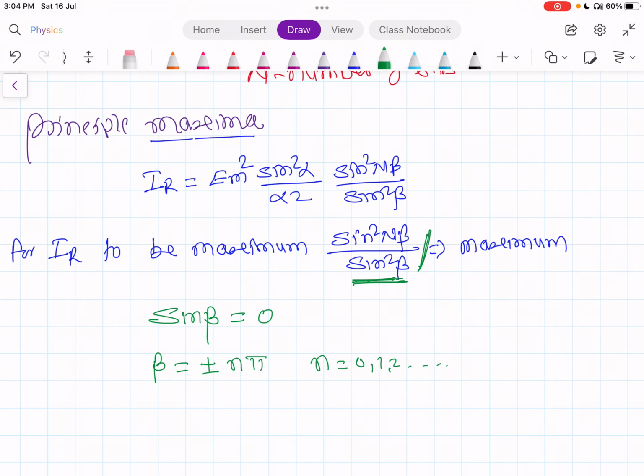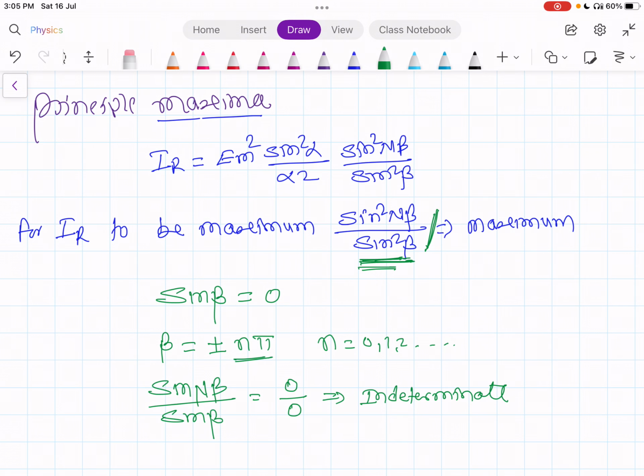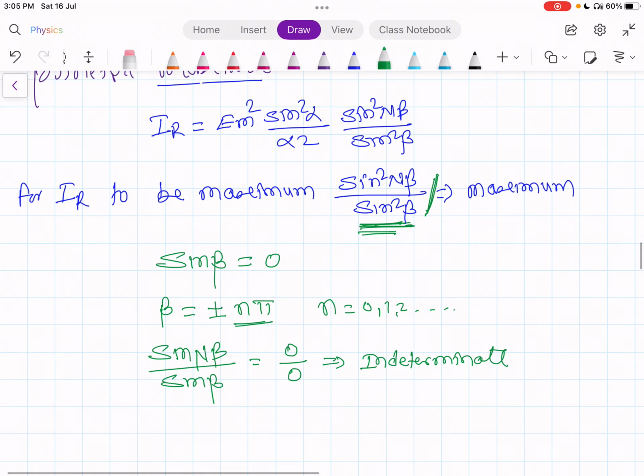If beta is plus minus n pi, then let us not consider the square, consider only the term sin n beta upon sin beta. That is 0 upon 0 when beta is plus minus n pi. And 0 upon 0 means this is indeterminate. We can't find that. To find it, we have to use L'Hospital's rule.